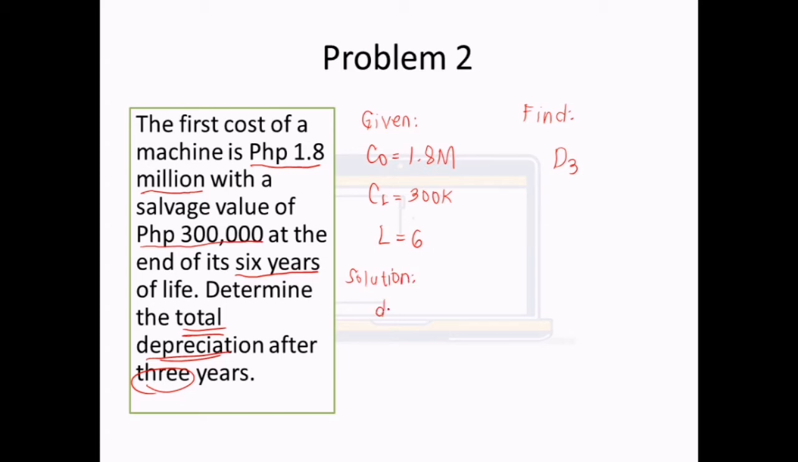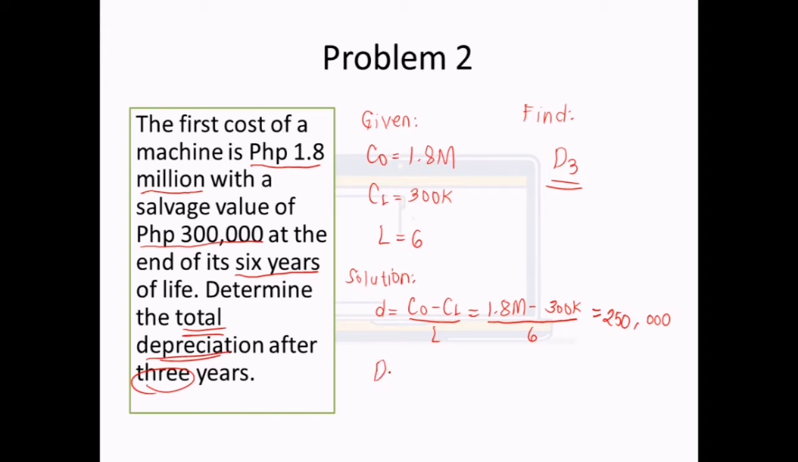In order to solve for the total depreciation, we first need to solve for the annual depreciation. So same formula, we have D is equal to 1.8 million pesos, or the initial cost, minus 300K, or the salvage value, all over 6 years of life. So computing our depreciation every year will be equal to 250,000 pesos.